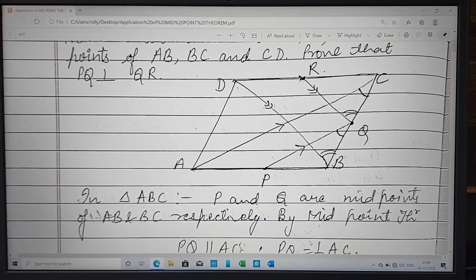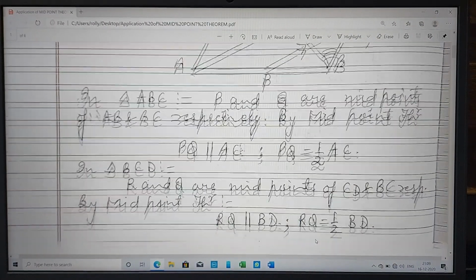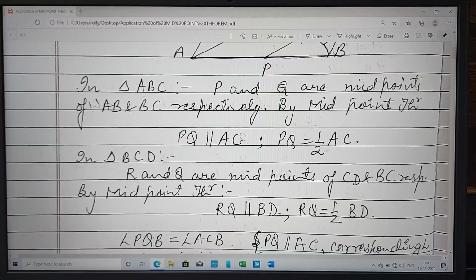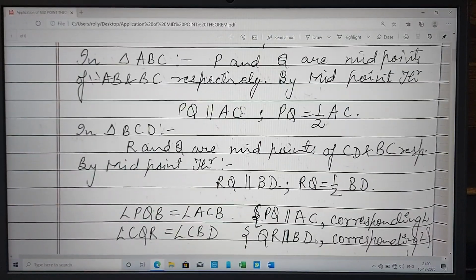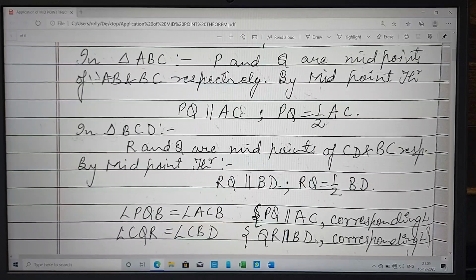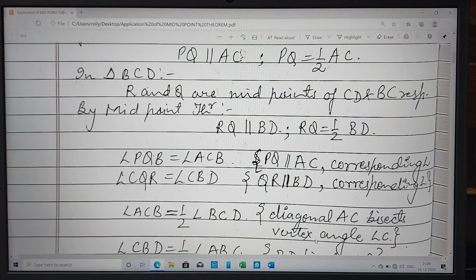Fine. This much we have proved. We have shown here that RQ is parallel to BD, and RQ is half of BD. And angle PQB is equal to angle ACB because PQ and AC are parallel to each other, corresponding angles. And angle CQR will be equal to angle CBD because QR and BD are parallel to each other.